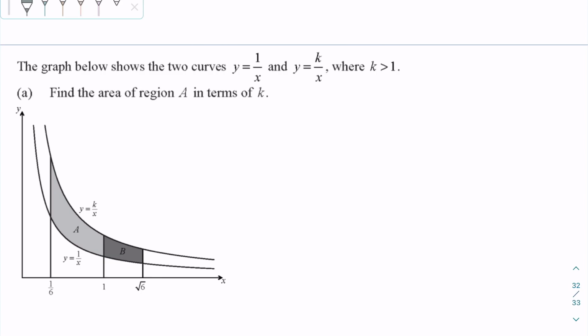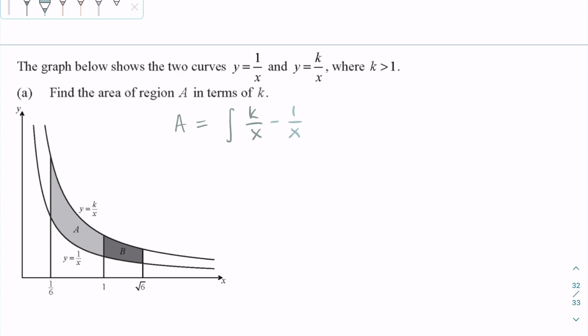This graph shows the two curves 1 over x and k over x. We need to find the region A in terms of k, which is the region bounded by 1 over x and k over x between 1 over 6 and 1. This can be represented as the definite integral of the difference of k over x and 1 over x, with the limits 1 over 6 and 1.